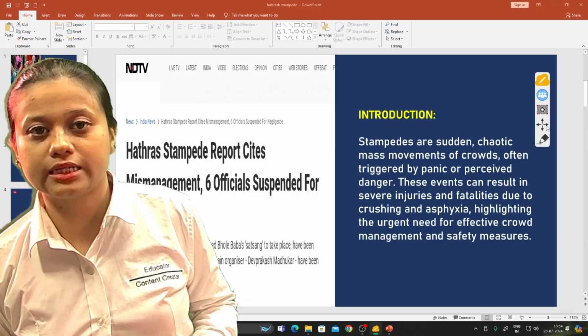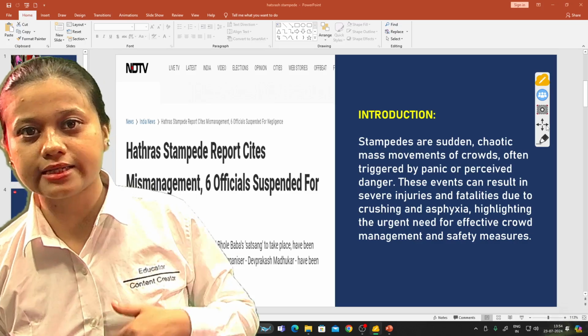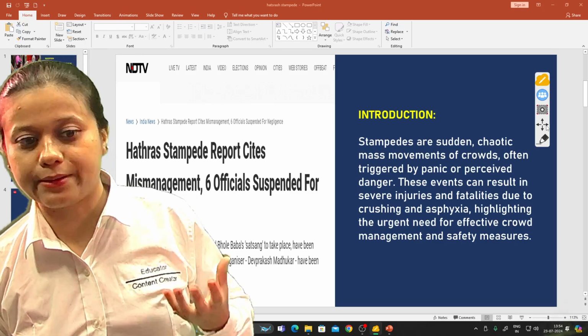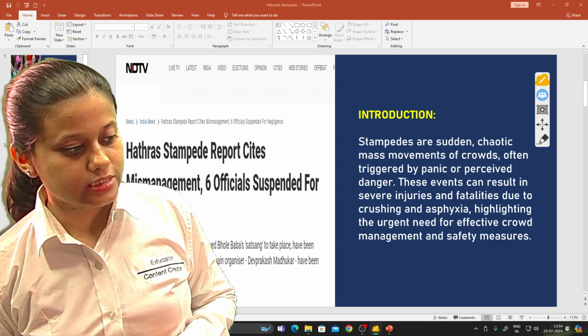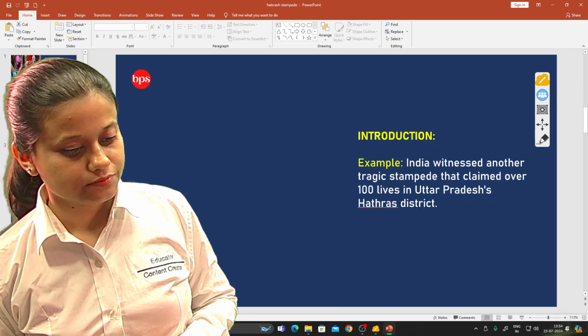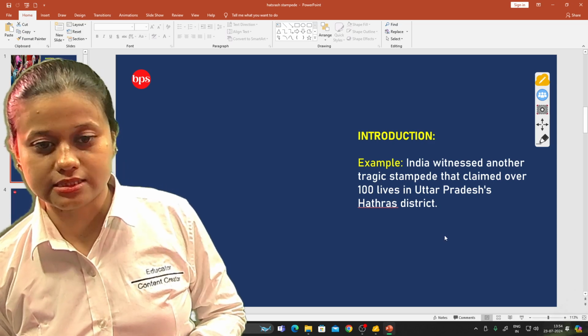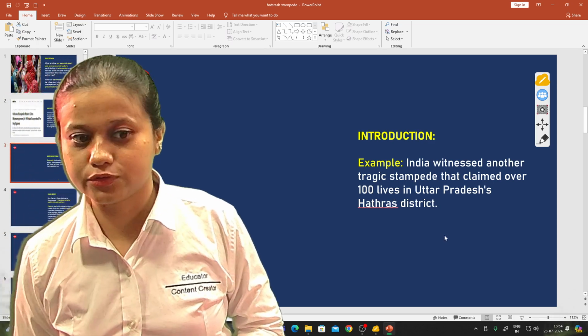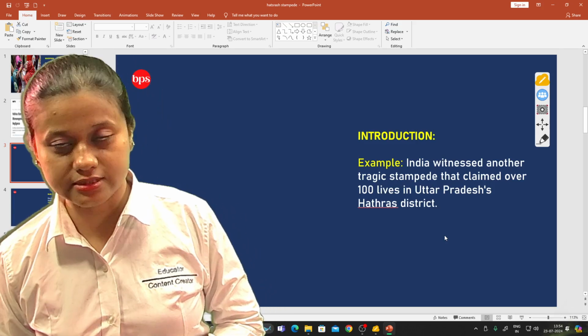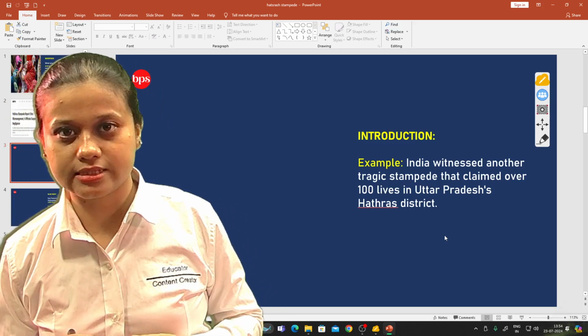So these are sudden and chaotic movements. Nobody has encouraged this movement. It has happened out of nowhere. It's just a sudden movement. And as you can see, in the introduction itself, the Hathras incident is specifically mentioned as an example. So here you can also give the Hathras incident, and there were several other incidents.